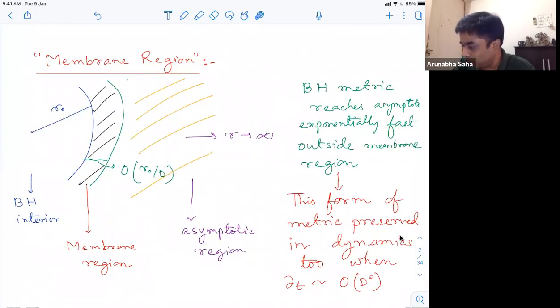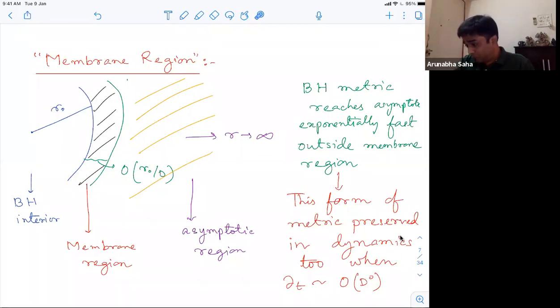So to summarize what I said here, for a Schwarzschild black hole with radius R naught, there is this region of thickness R naught by D, which we call the membrane region, and outside this membrane region the metric reaches the asymptotic space-time exponentially fast. And this is what we will exploit to arrive at this duality.